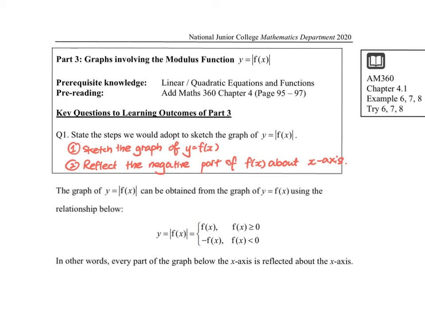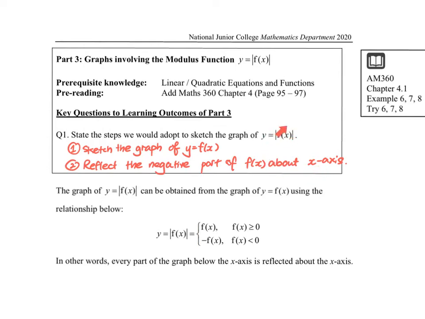Okay, so for this chapter, we are looking at graphs involving the modulus function. We will be learning how to sketch the graph of y equals modulus f(x). The steps are basically to first sketch the graph of y equals f(x) itself, and then to reflect the negative part of f(x) about the x-axis. So how do we do this?